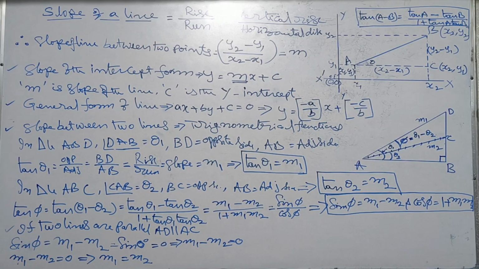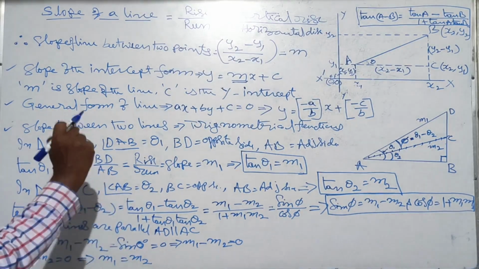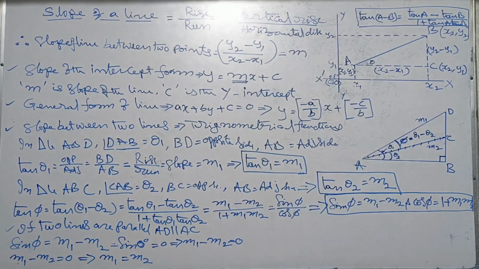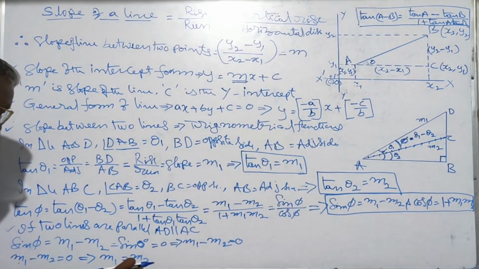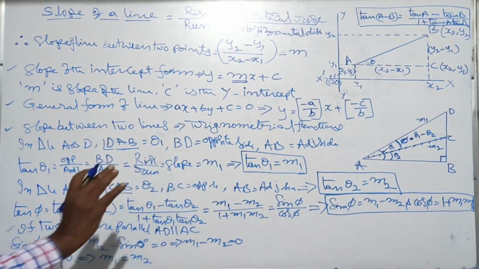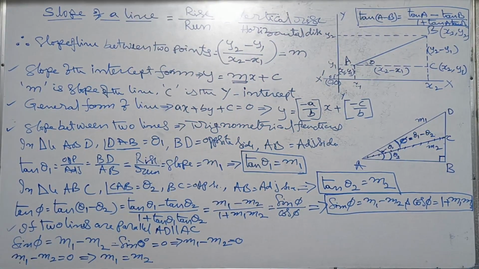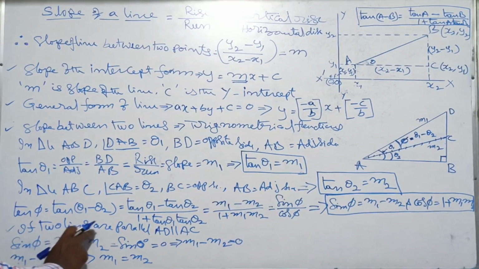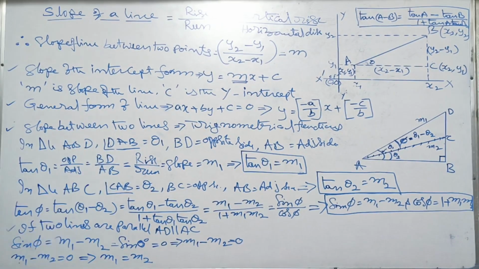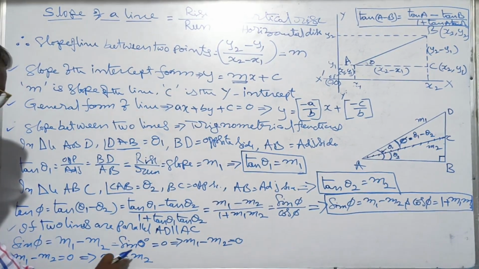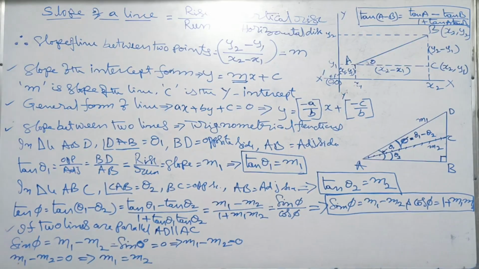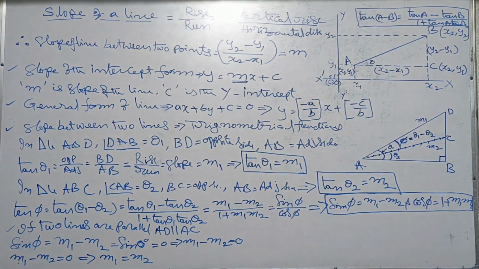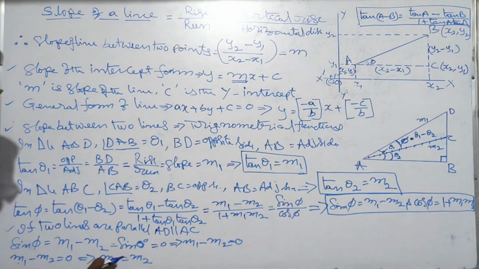So that means if two lines are parallel, the slopes of the two lines are equal. If two lines are parallel, the slope of the two lines are equal. That is, m1 is equal to m2.